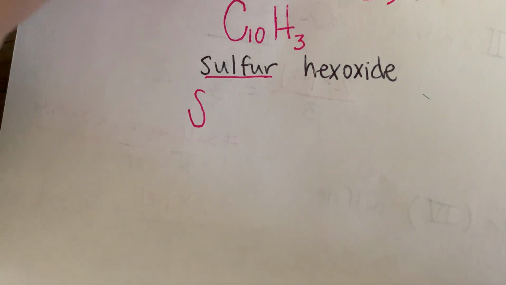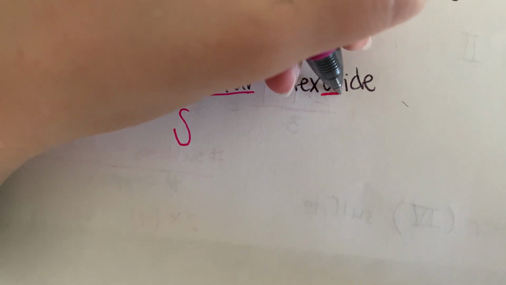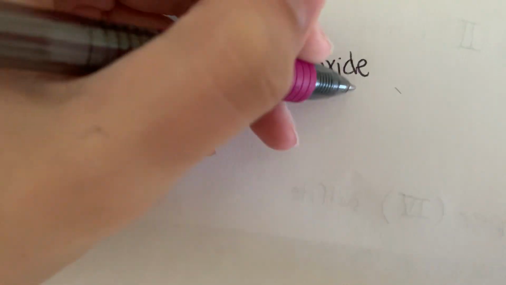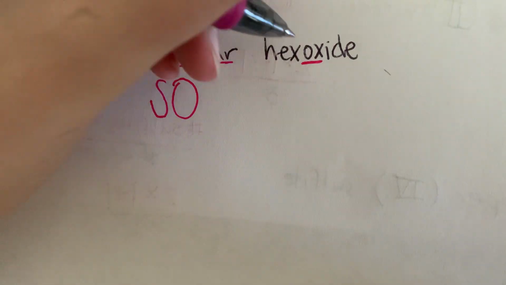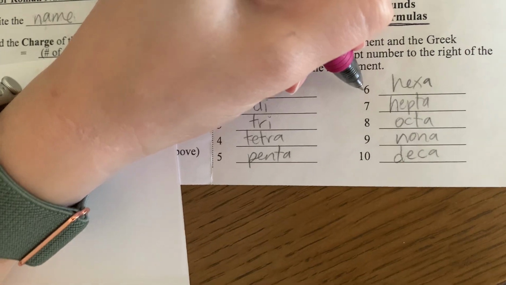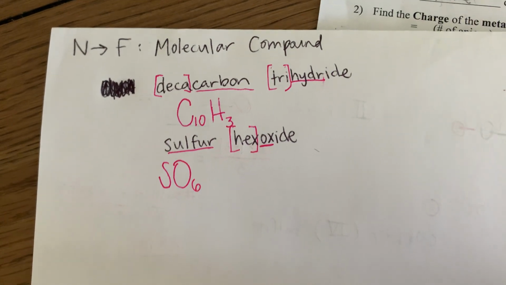We can go to the second one, hexoxide. We have to figure out who our element is. Ox gives us the idea that it's going to be oxygen. Remember, "ide" we just changed at the end, so that doesn't really matter. And then hex, we've got to go look. Hex is 6, so SO6. I like those ones.